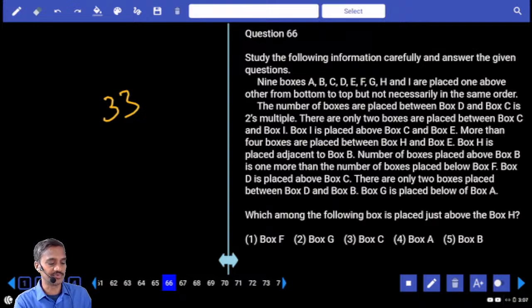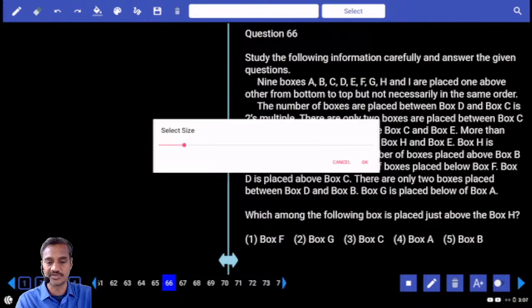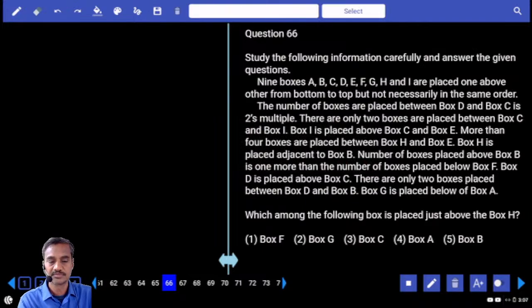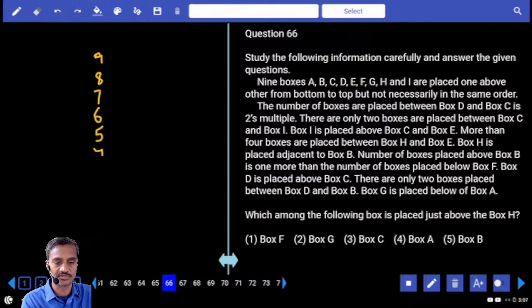Now these 5 are based on boxes. Here there are 9 boxes, A, B, C, D, F, G, H, I, and they are placed one above the other, from bottom to topmost. Altogether there are 9 boxes. The order is clearly given, from bottom to top: 9, 8, 7, 6, 5, 4, 3, 2, 1.